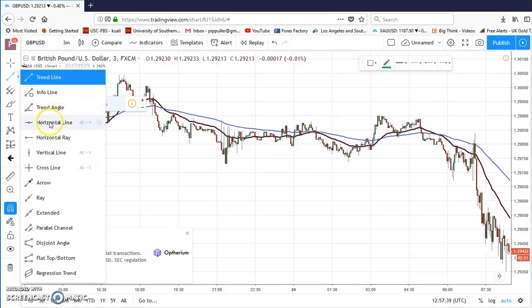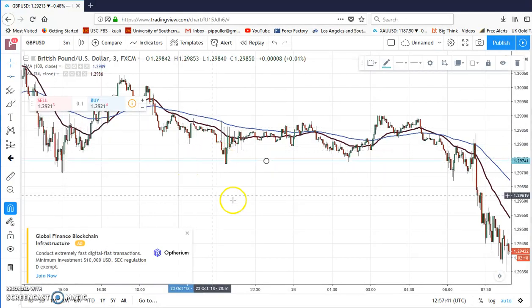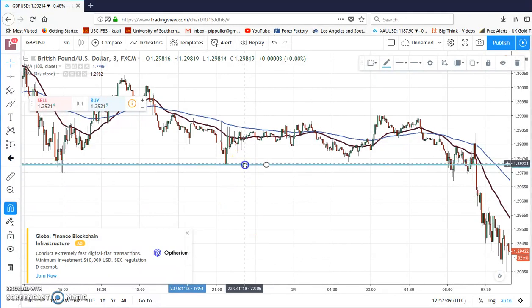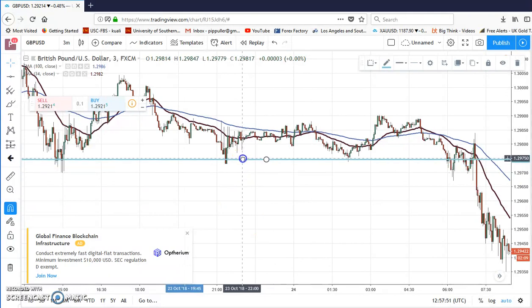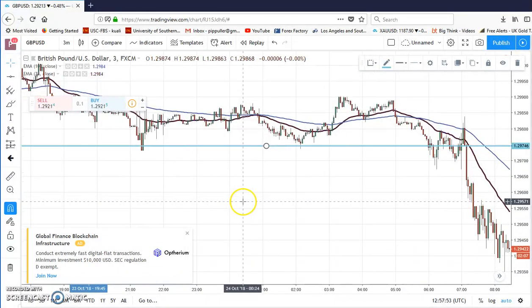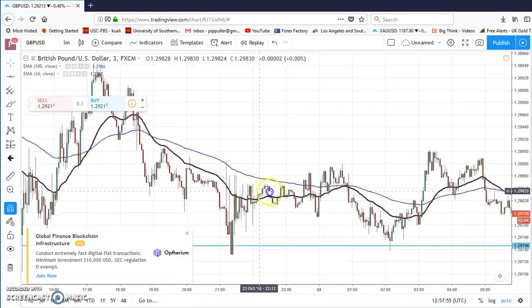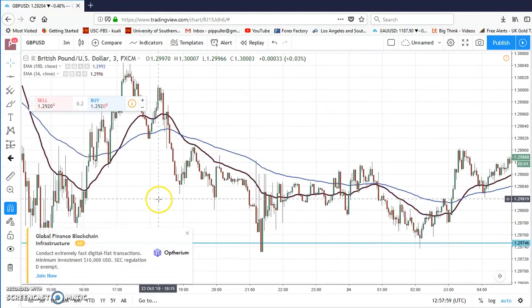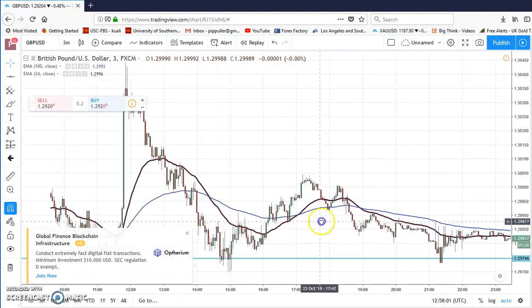You can draw a line. Let me see if this one does it here. Yeah. So make this a little thicker. It'll be easier to see. Okay, so this is a good support area, because the price hit it 3 times and bounced back up again.